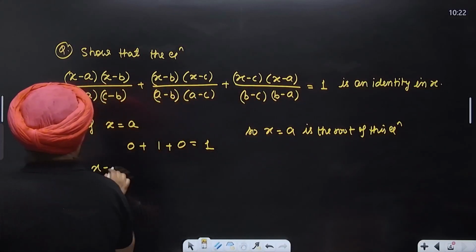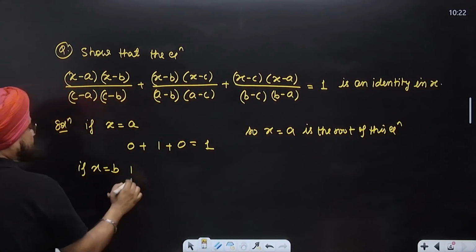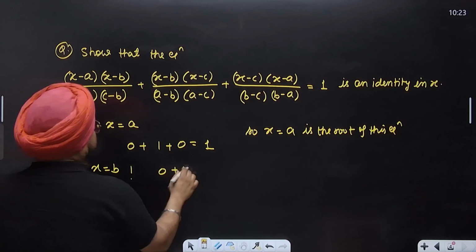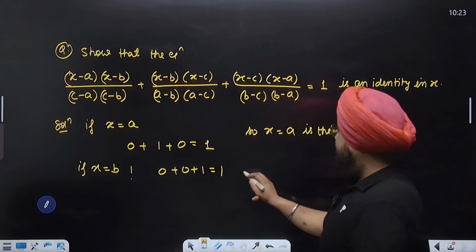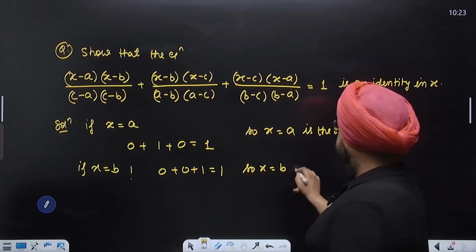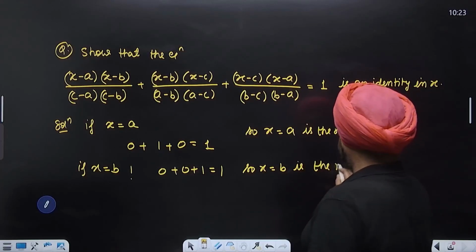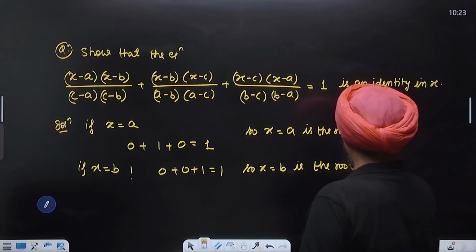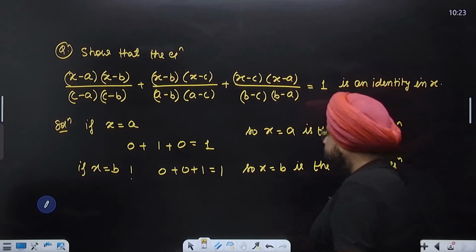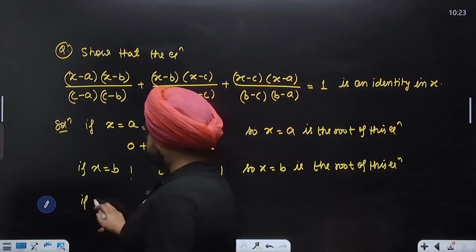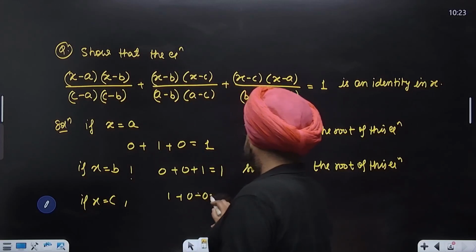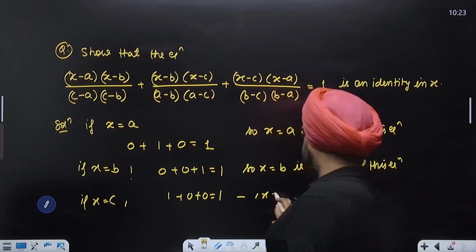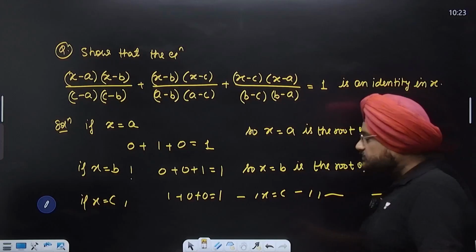Similarly, if x is equal to b, then 0 plus 1, the equation is satisfied by x equal to b. So x equal to b is the root of this equation. Similarly, x equal to c also satisfies. So x equal to c is also the root of this equation.